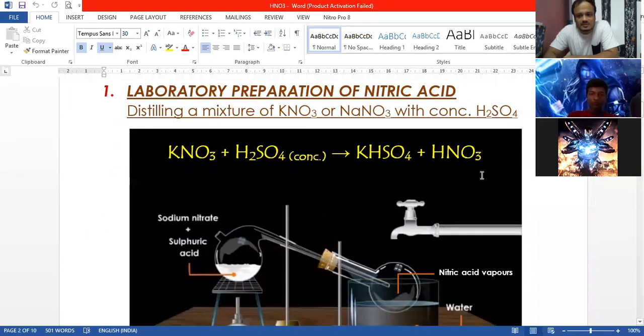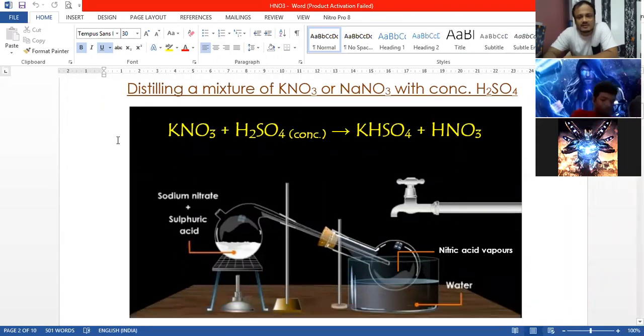Now, the first topic of the chapter, which is laboratory preparation of nitric acid. In laboratory preparation of nitric acid, we are using a mixture of KNO3 or NaNO3 with concentrated sulfuric acid. This is the setup for the experiment. If you can identify, this is the diagram which we have in our grade 9 and grade 10 chemistry textbook, the one on the cover, the preparation of nitric acid. This is actually a very simple reaction. If you remember the laboratory preparation of hydrogen chloride, this is exactly the same type of reaction. This reaction is between potassium nitrate and concentrated sulfuric acid to give you potassium bisulfate and nitric acid.